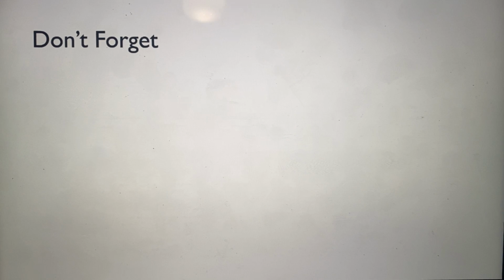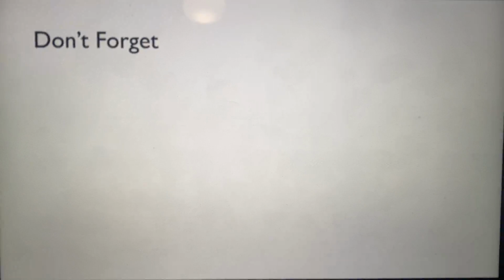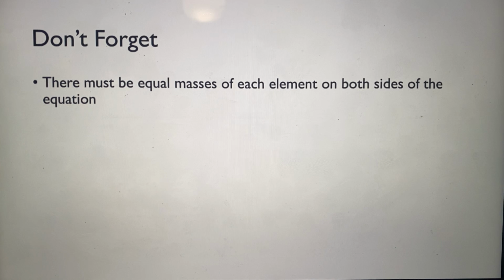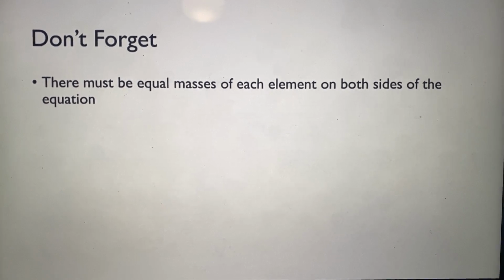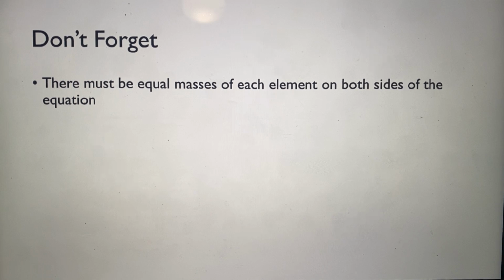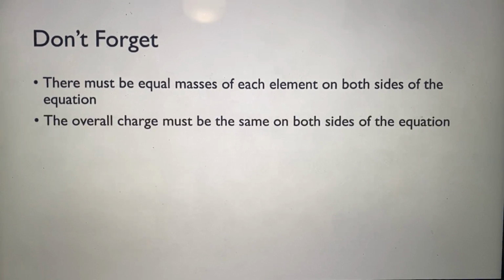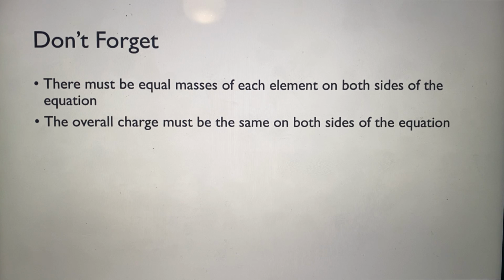There are some important things that you cannot forget when doing these. You need to make sure that there are equal masses of each element on both sides of the equation, which just means you need to make sure that your equation is balanced. And you also need to make sure that the overall charge must be the same on both sides of the equation. That's really important as well.